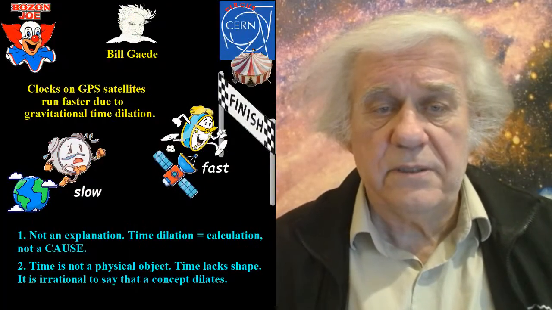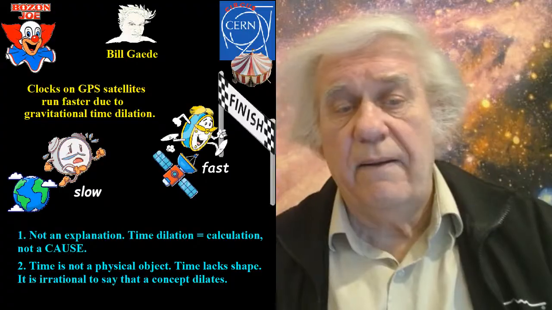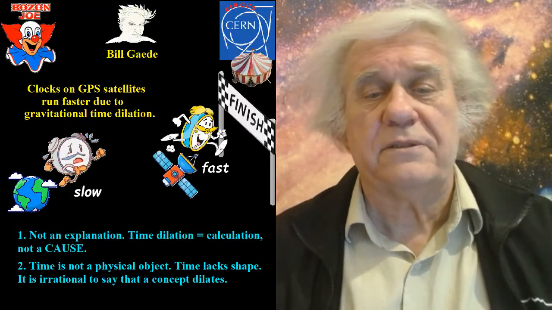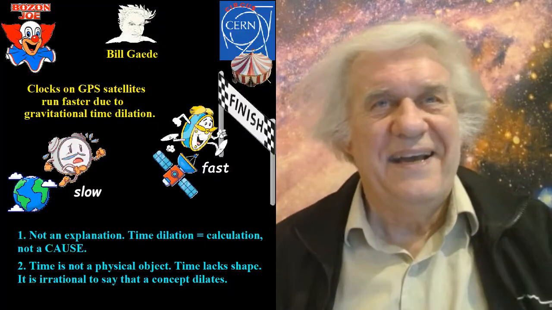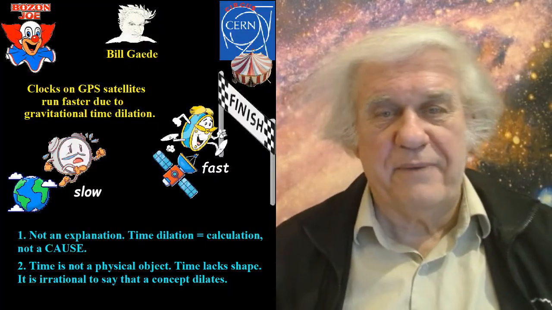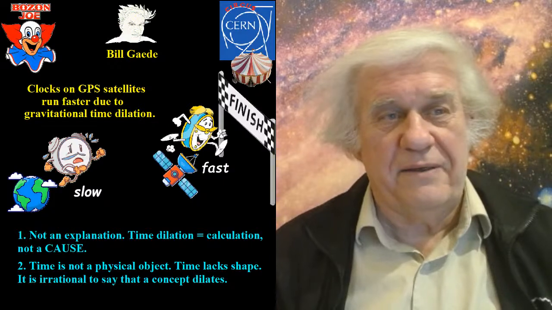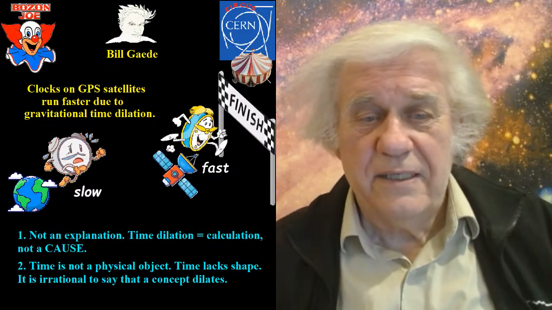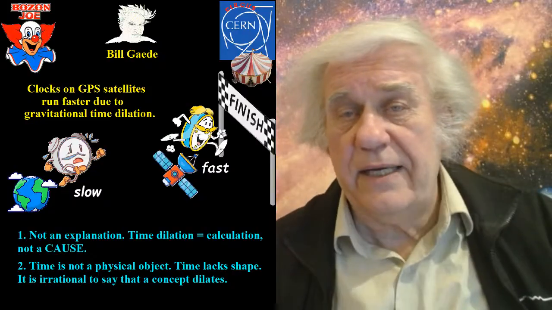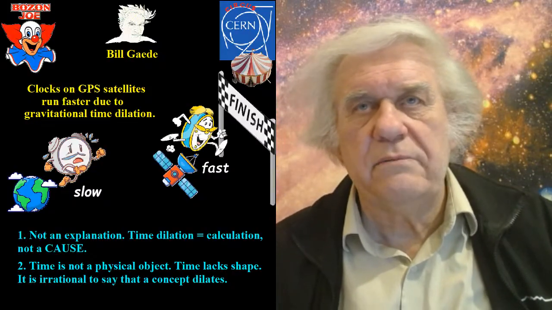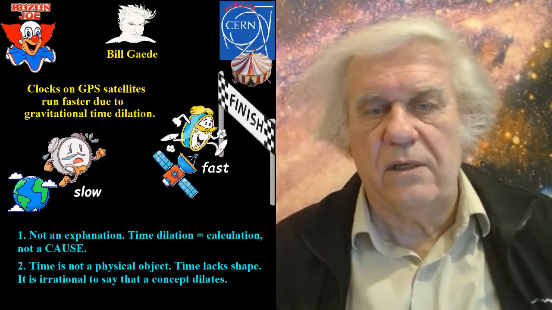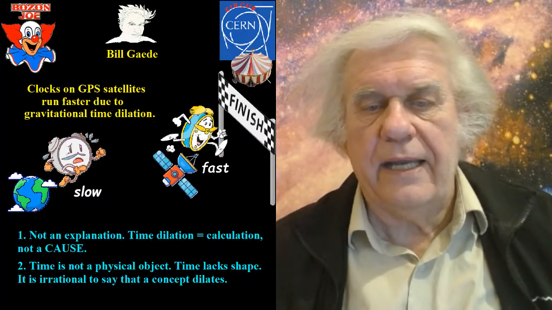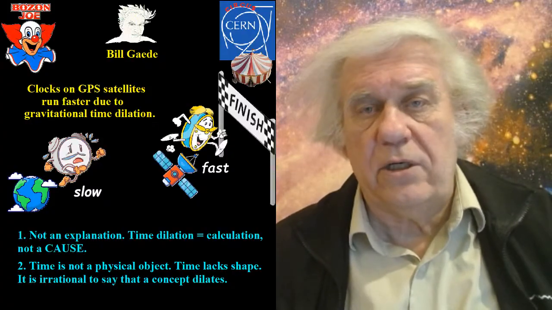And so he goes into time dilation. He says, clocks on GPS satellites run faster due to gravitational time dilation. Yeah, they run fast. I don't know how fast my clock runs. I've never seen it run, but I'll put it in the next race that is out there, I guess. This is not an explanation. The fact that one clock runs faster or slower hasn't told me anything about what caused that to happen. And time dilation is a calculation, not a cause.